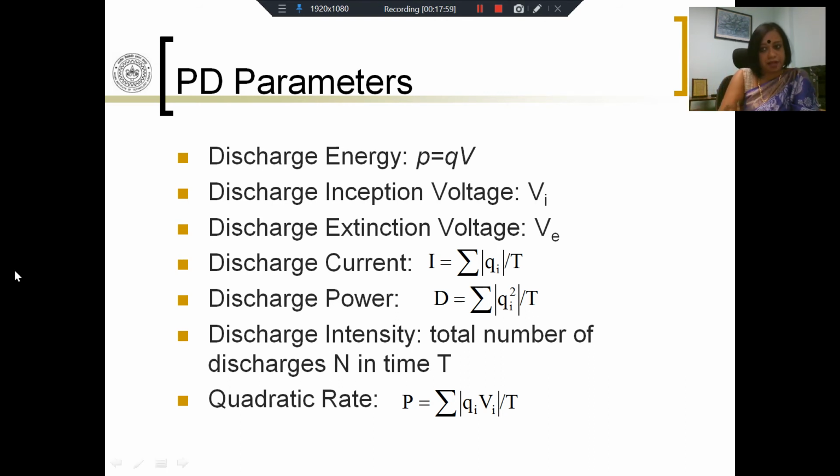Apart from that, there are some other derived quantities that we measure. The discharge current, I, which is summation Qi by T. The discharge power, D, is equal to summation Qi squared by T. Discharge intensity, the total number of discharges N in time T, because that will give you how much degradation. Quadratic rate is P equal to summation Qi Vi by T. So these are derived quantities. As you can understand, in all these cases, what we are trying to do is measure the amount of degradation that a particular discharge can cause.